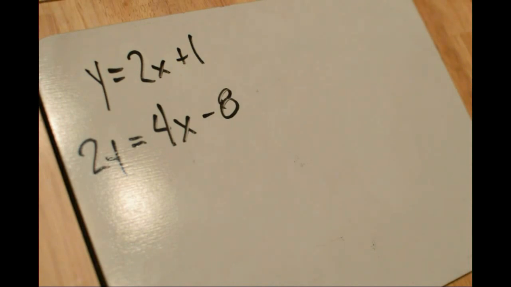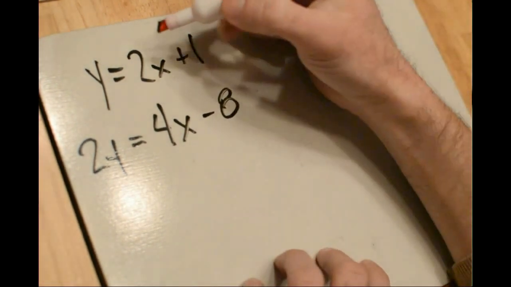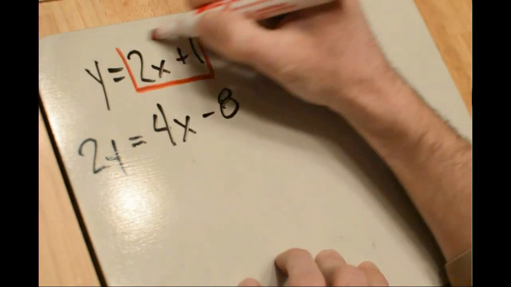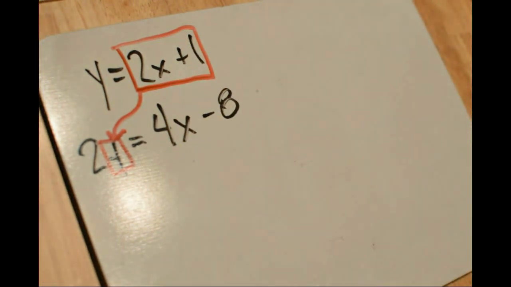We're going to take a look at a couple of special cases with systems of equations. So here I've got a system of equations, y equals 2x plus 1 and 2y equals 4x minus 8. And I want to solve that using one of the methods that we've been learning. Since this one is already set up with a y equals, it makes the most sense to use substitution, because we can right away take the expression 2x plus 1 and substitute that in for y in the other equation.